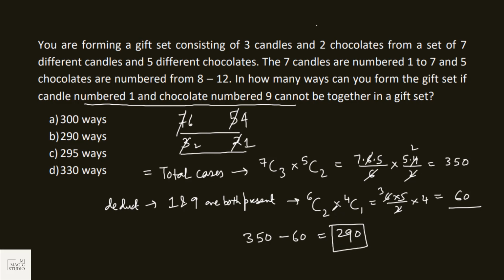290 are the different cases where either chocolate number 1 would, candle number 1 would be present, or chocolate number 9 would be present, or both not present, but both would not be present together. A classical prototype question from combination basically to practice these kind of question. Option B is the answer.